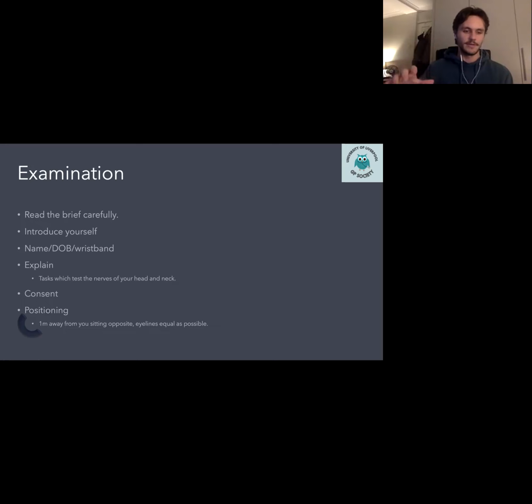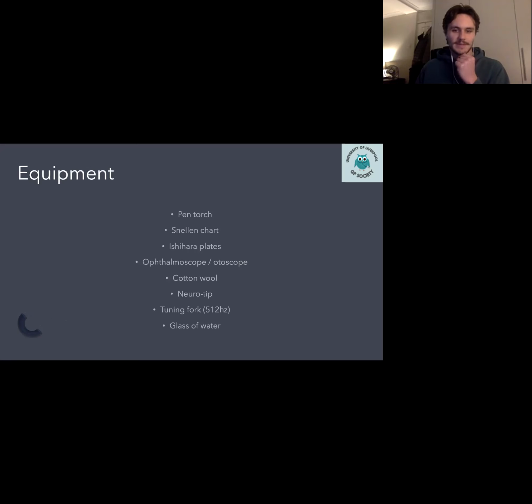And then you need to explain positioning. For the cranial nerve exam, you want to be sitting 1 meter away, opposite from the patient, and your eye lines need to be as equal as possible. That might mean just raising or lowering a chair, or if they're way off, you're going to need to get yourself into perhaps an uncomfortable position to make it work.